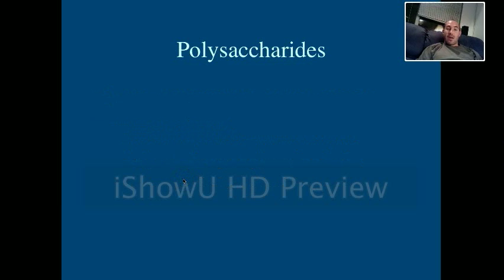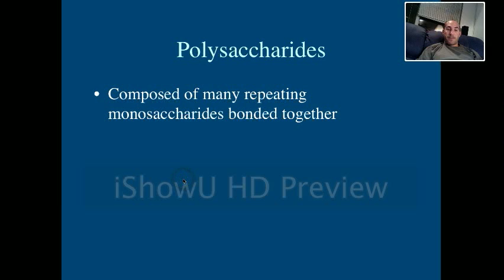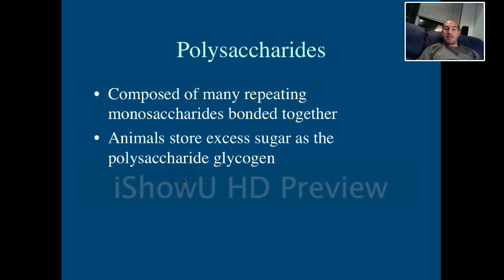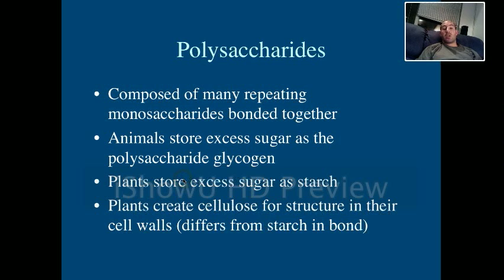So a polysaccharide, poly meaning many, is repeating monosaccharides bonded together. Animals store excess sugar, like us, in the polysaccharide glycogen, which will then turn into fat. And plants store it as starch. And of course, you hear people say things like starchy foods, right? Like pasta, bread, rice. And cellulose, we said, is for structure.